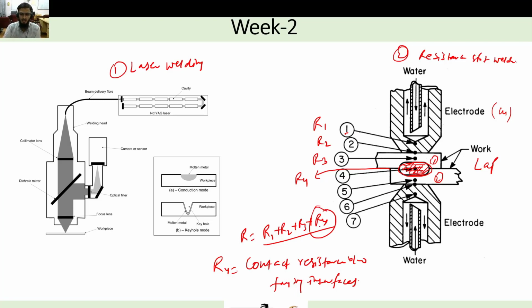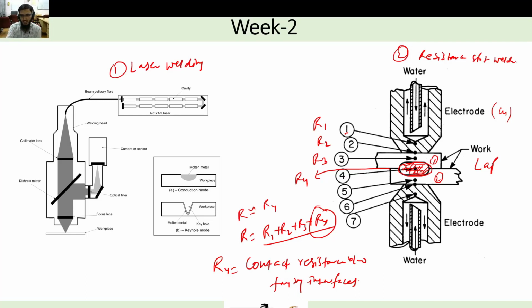So if you sum this up, R is nearly equal to R4 only. These three magnitudes will be very low compared to R4. So the main governing resistance is the contact resistance between the faying interface only, so that will be helping to weld.